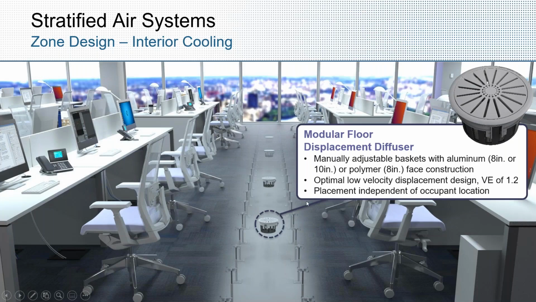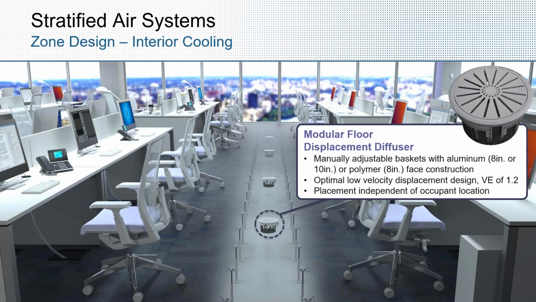Okay, so moving away from the mechanical space into the occupied space, we most often have manually adjustable diffusers in the raised access floor plenum. Here you can see this particular arrangement is not ducted. It's just being supplied through that pressurized floor plenum.